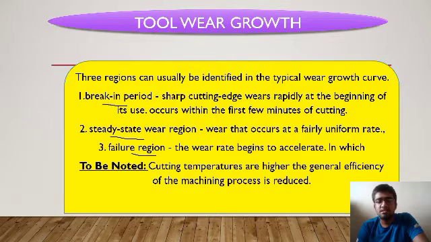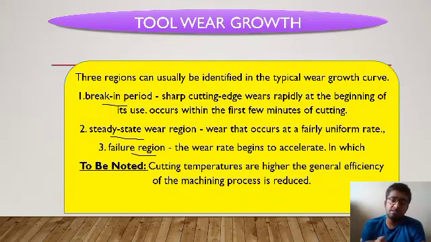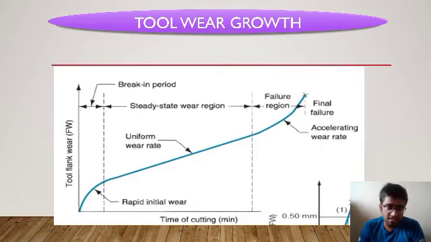And steady state wear is where the tool wear will be very gradual. If it is wearing at a rate of 0.1 micron per minute, it will wear gradually for about, let's say, 200 minutes. At last, there is a region called the failure region, where the wear rate accelerates at a high rate, and suddenly the tool will fail or lose its shape. To be noted, the cutting temperatures are higher and the efficiency of the process is reduced. As I said before, these are the three zones: one, two, and three. These are the three zones where the wear rate is depicted.